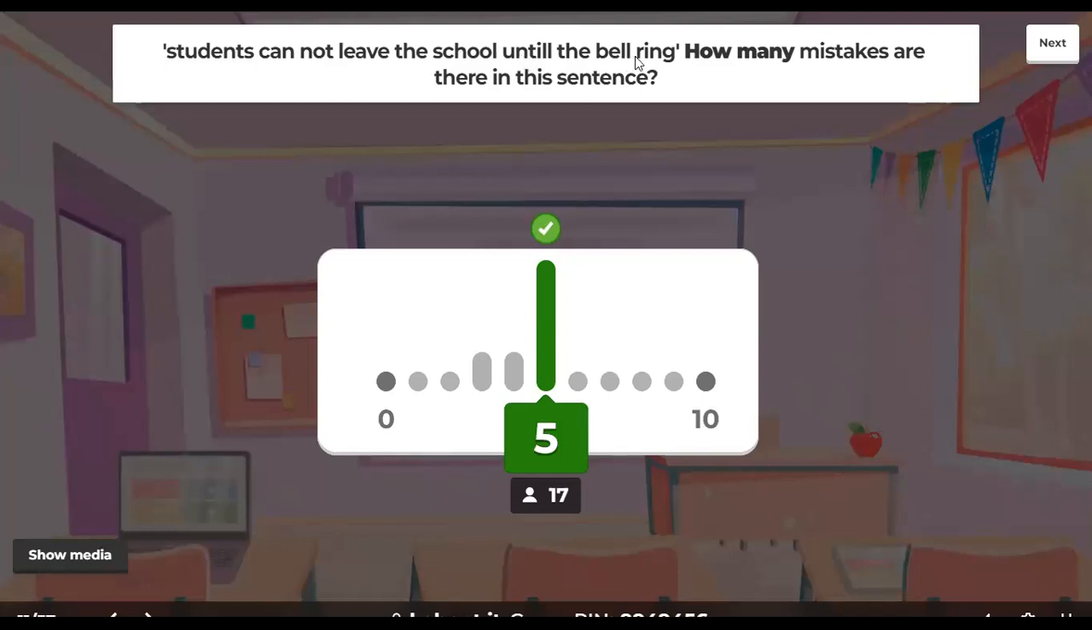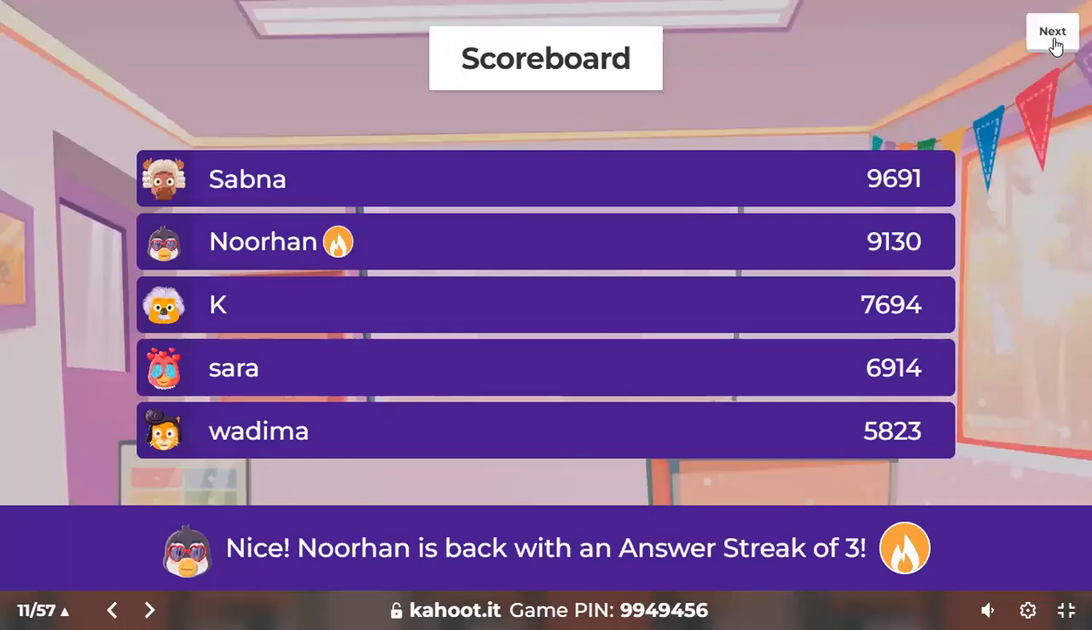Until the bell ring. Full stop. No, until the bell rings. Until the bell rings. Right. Very good. And then this is a full stop. Yeah, this is the simple present. Until the bell rings and then full stop. Now there are 5 mistakes. So I don't know, 17 of you guys have got them, which is really good.